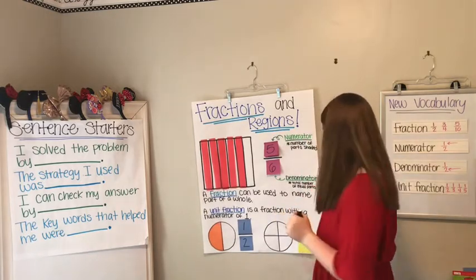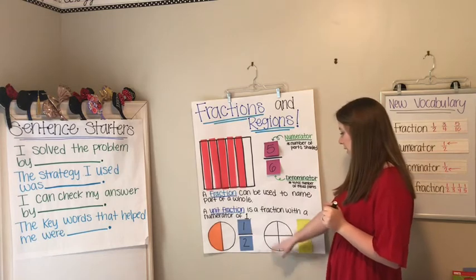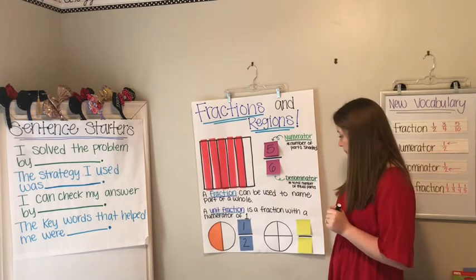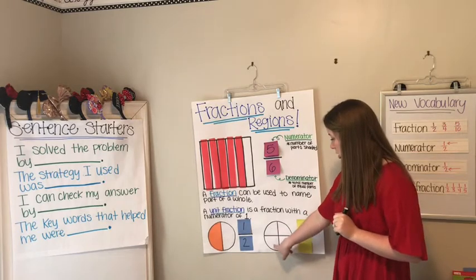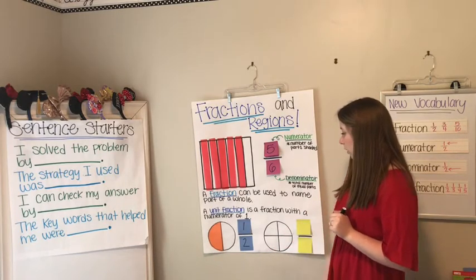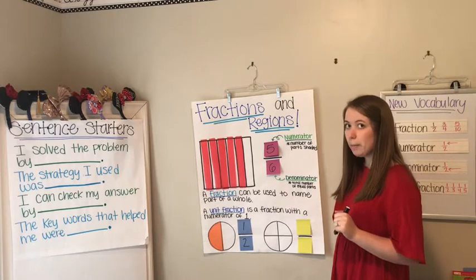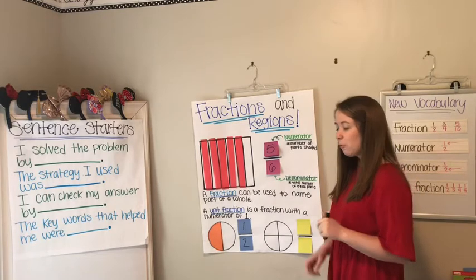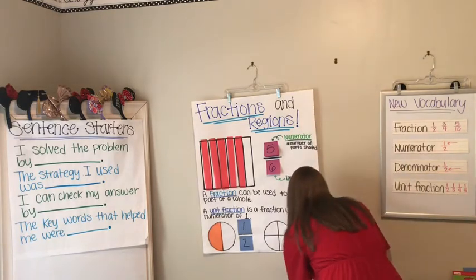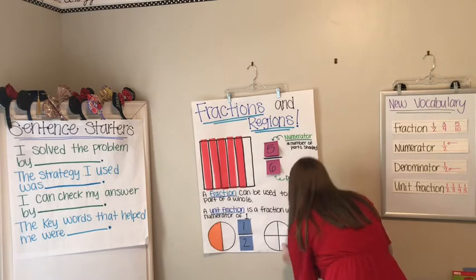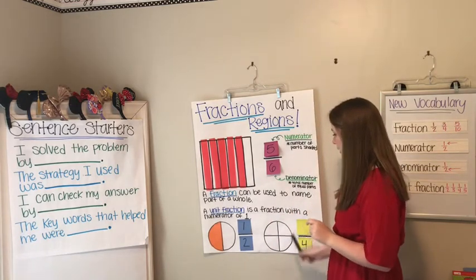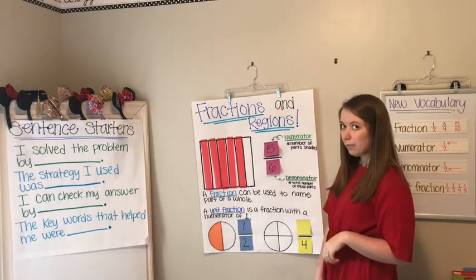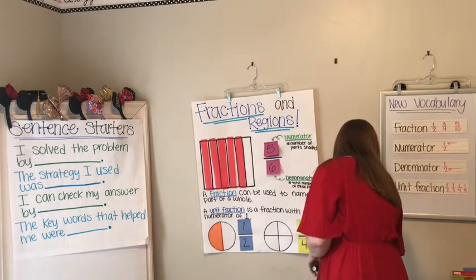All right, now let's look at this circle. How many pieces is this divided into? Yep, we have 1, 2, 3, and 4. So what's our denominator? 4, exactly. So I'm going to draw a 4 in at the bottom because that's where my denominator goes. And now for a numerator, we don't have anything shaded, so I'm going to shade it in really quick.